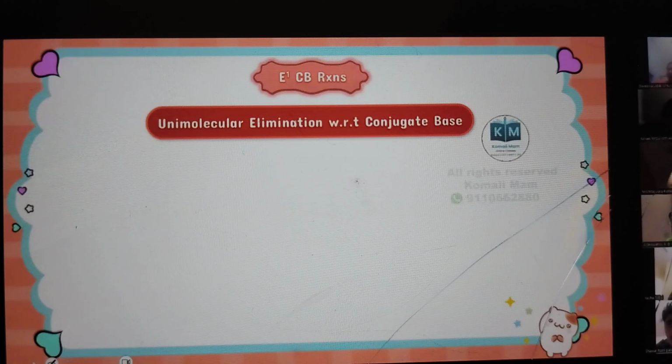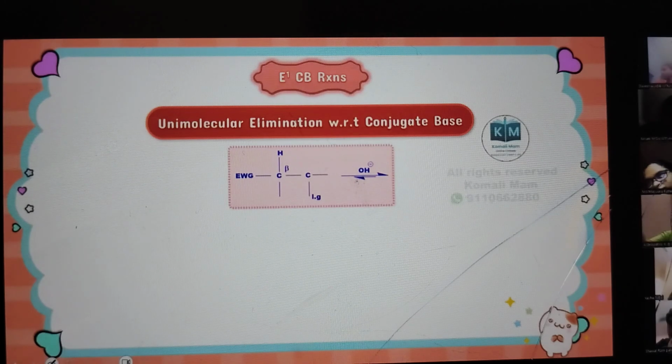See, E1 means first the halogen goes out, carbocation forms, rearrangement takes place, then the double bond forms. What is E2? No carbocation, nothing. One hydrogen and one halogen go out. E1CB is completely the reverse of the E1 reaction. First, the beta hydrogen goes out. A base like OH minus comes and abstracts this hydrogen. Then one electron, little complexity will be there, little. But don't worry, not that much important.